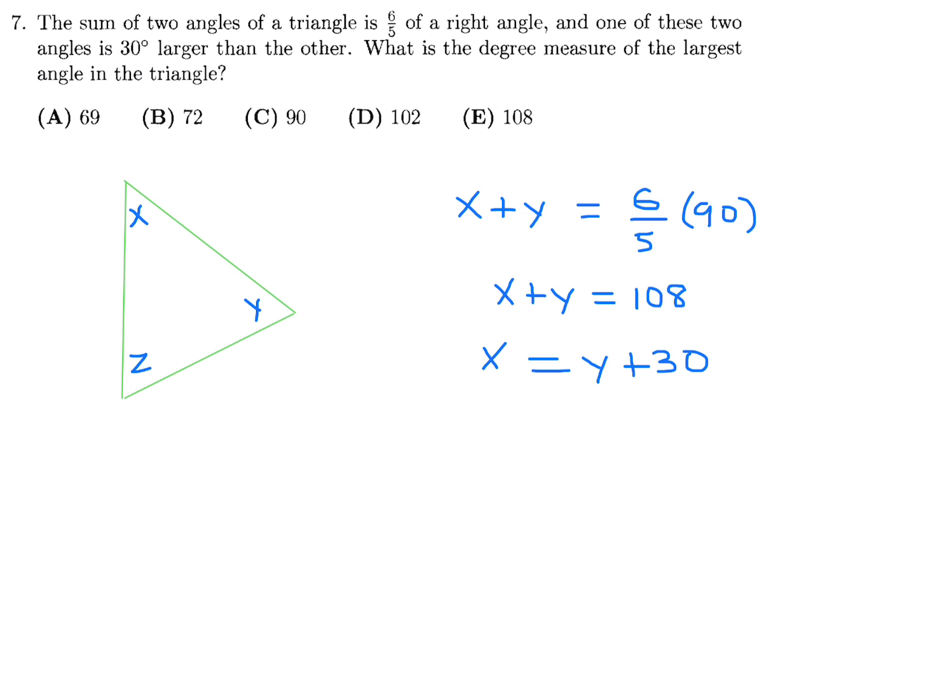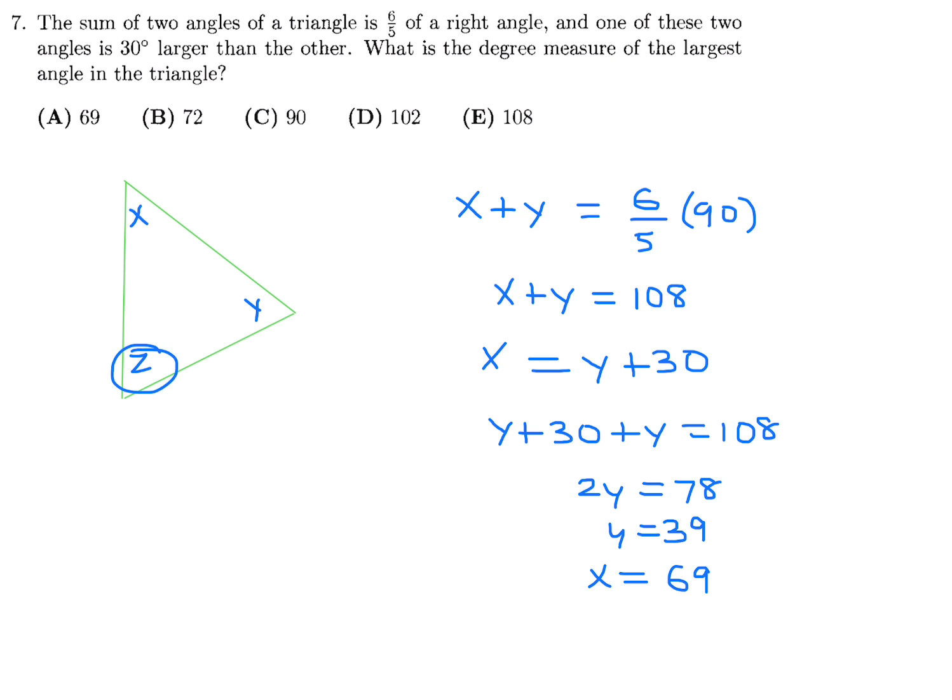I can substitute that in now, so I've got Y plus 30 plus Y is 108. And then 2Y is equal to 78, therefore Y is 39. And then X, therefore, is Y plus 30, so 69. But we still haven't figured out Z, because they want the largest angle in this triangle, and it could be Z. Don't just look at X and Y.